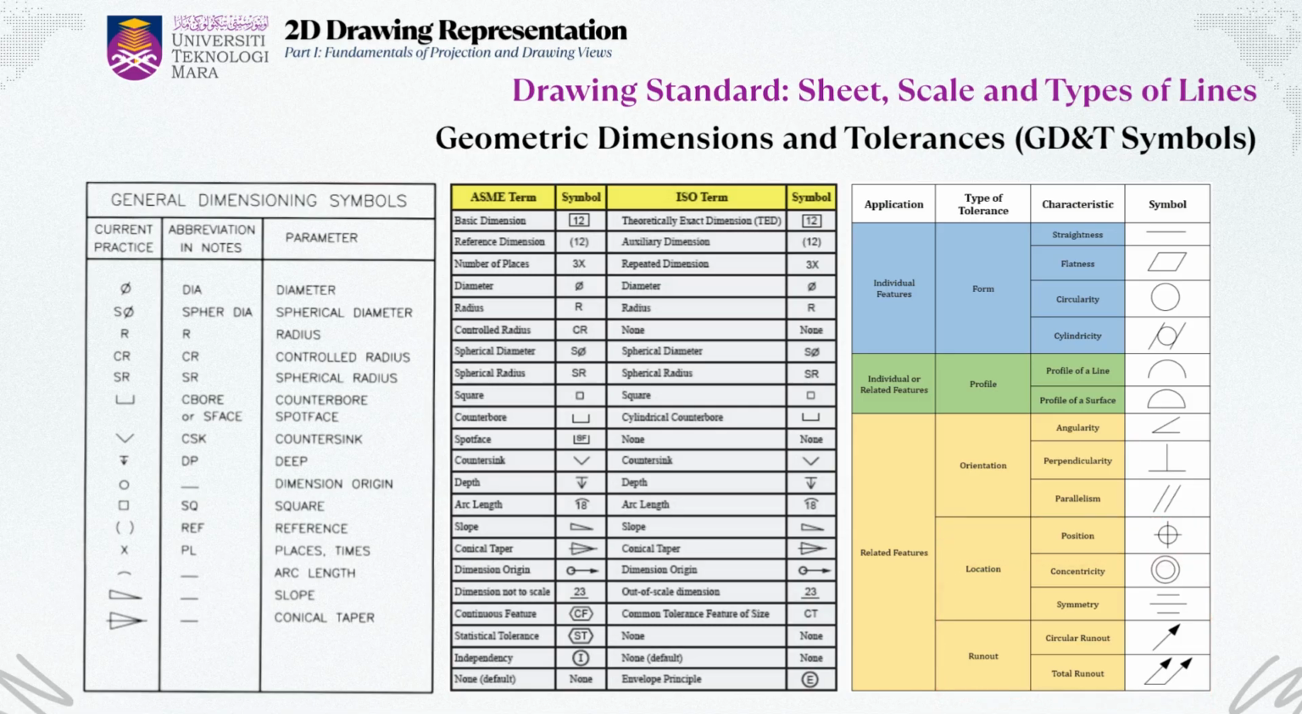These GD&T symbols make it possible to communicate complex requirements clearly, without long explanations. So, instead of writing a paragraph, an engineer can just place a symbol, like the one for flatness or perpendicularity, and everyone on the production line understands what's needed.